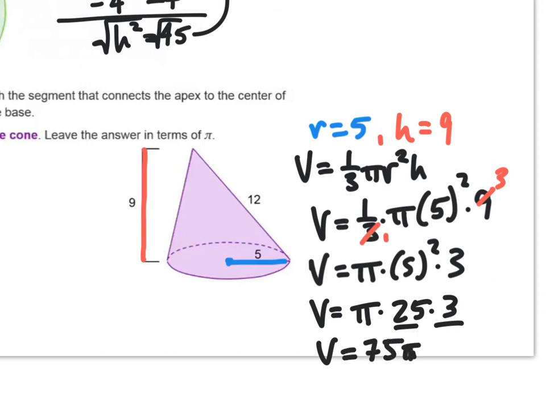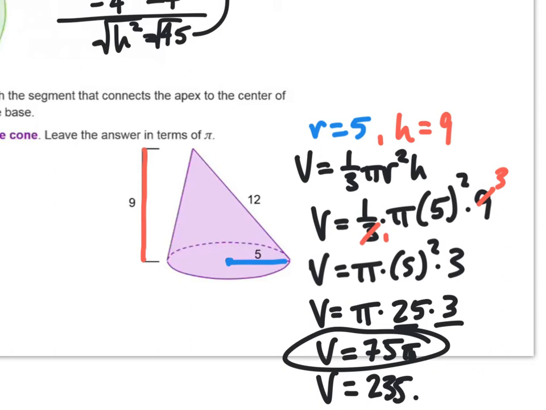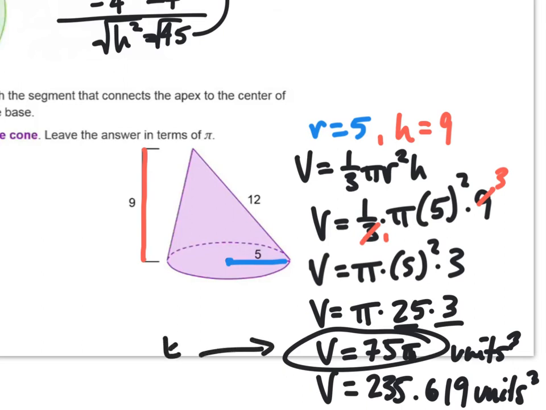All right? So if I take 75 and multiply it by pi, that's going to give me a total volume of 235 point, oh, they just want us to leave it in terms of pi, 75 pi. And this is units cubed. Okay, if you were to evaluate it, you get 235.619 units cubed, but this is exact.